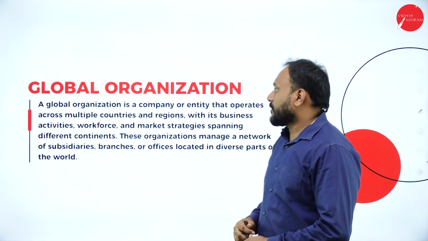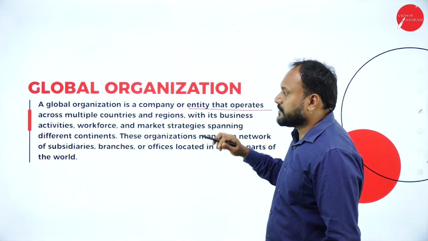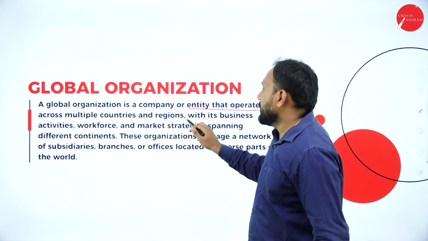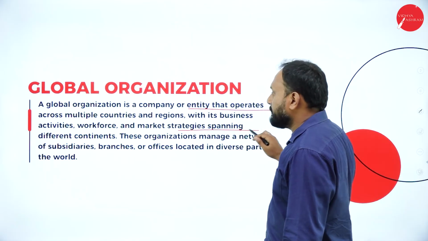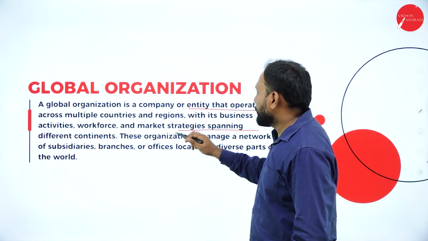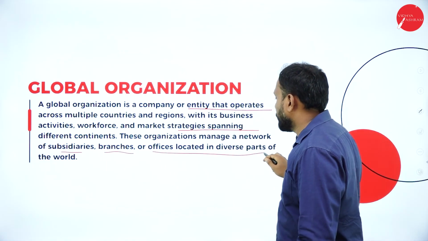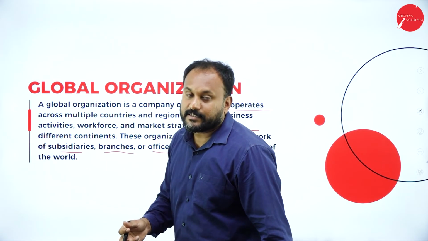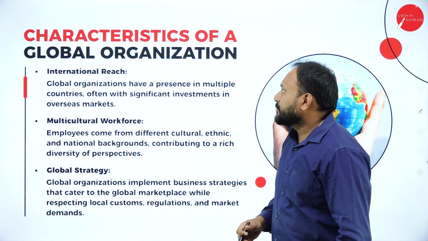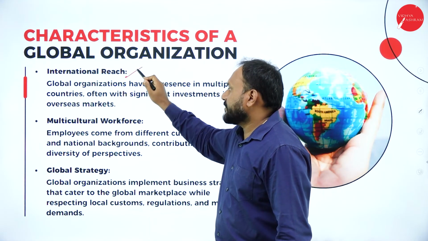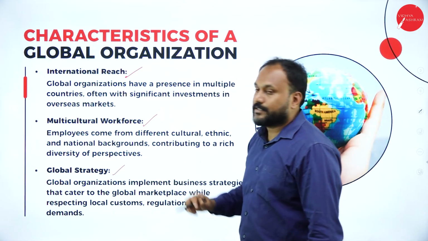So what is this global organization? A global organization is a company or entity that operates across multiple countries and regions within its business activity, workforce, and market strategies spanning different continents. These organizations manage a network of subsidiaries, branches, or offices located in diverse parts of the world. That is, I told, right? More than one country is involved. So what are the characteristics? The first is international reach, multicultural workforce, global strategies.